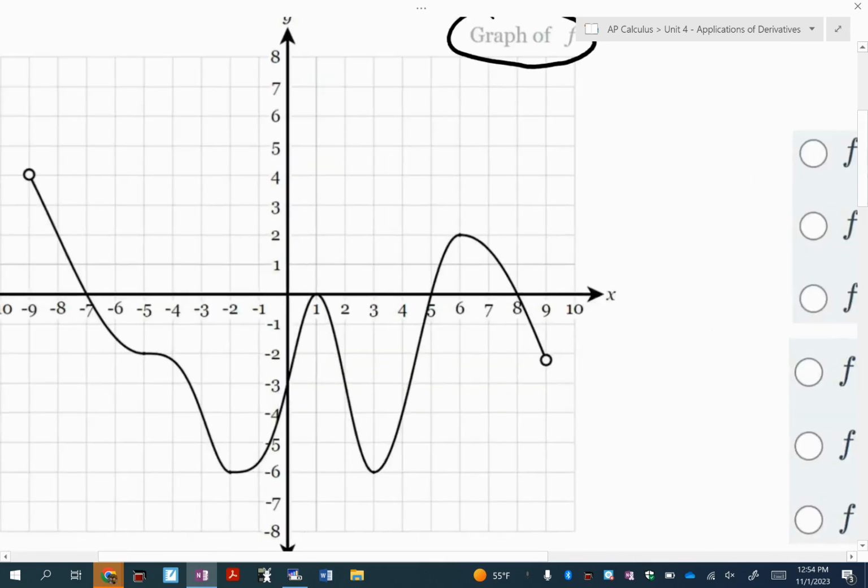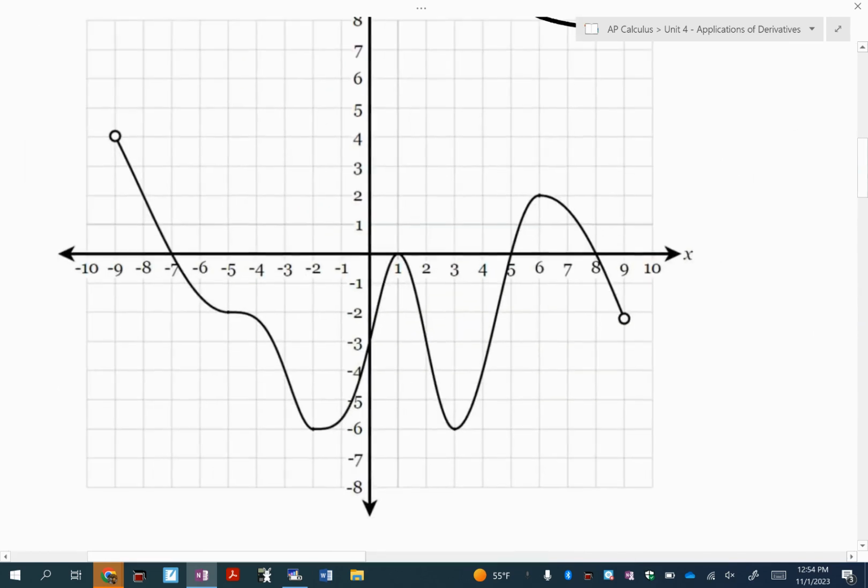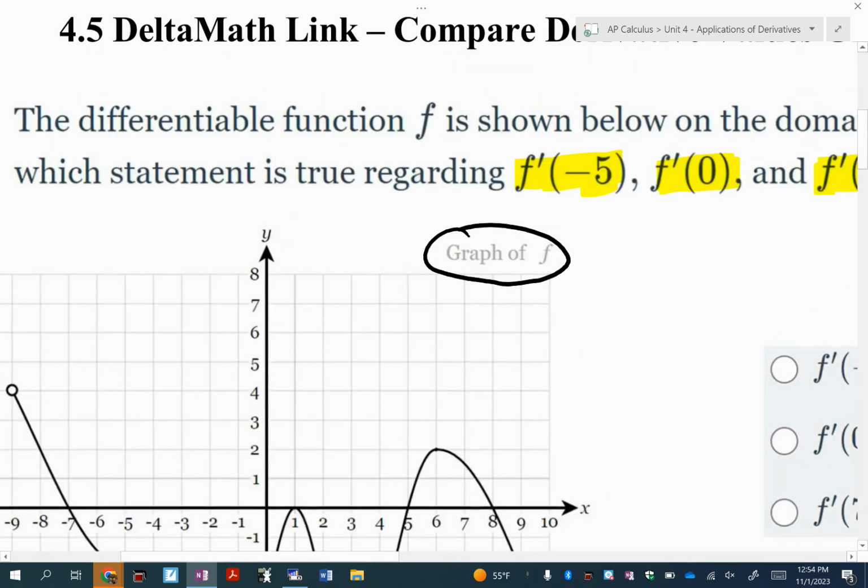So over at -5, I'm going to use pink. I'm going to draw my tangent line if I were to draw a tangent line when x is -5. So I'm going to draw this tangent line. Okay, what is the slope of that tangent line? It's 0. Okay, the slope is 0. All right, that was at -5. Let's do the next one. The next one says 0. All right, so go to 0.